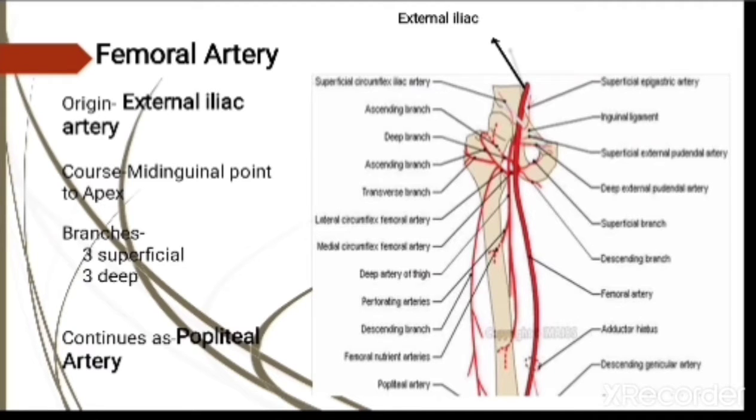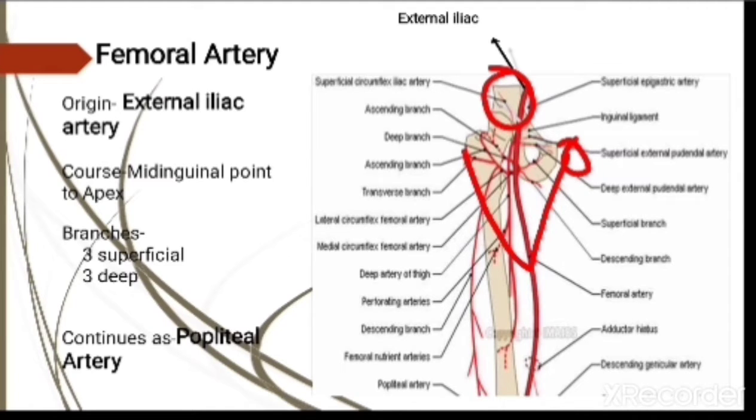Course: it starts its course from the mid-inguinal point up to the apex of the femoral triangle. Mid-inguinal point is what? It is the midpoint between the anterior superior iliac spine, this is the anterior superior iliac spine, and the pubic symphysis. This is pubic symphysis. So between these 2 points, this is the mid-inguinal point. At the mid-inguinal point, one can feel the pulsations of the femoral artery. So it starts from the mid-inguinal point and continues up to the apex of the femoral triangle.